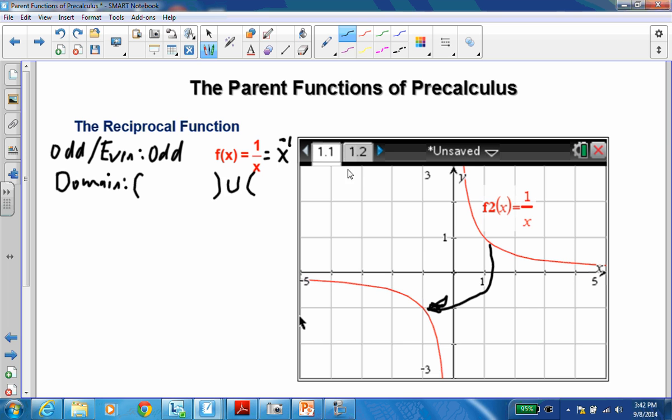Yeah, we could look at a number line, but we won't. What goes here? Negative infinity, zero. And then what's that other? Infinity. 0 and positive infinity. So that's our domain. All right?